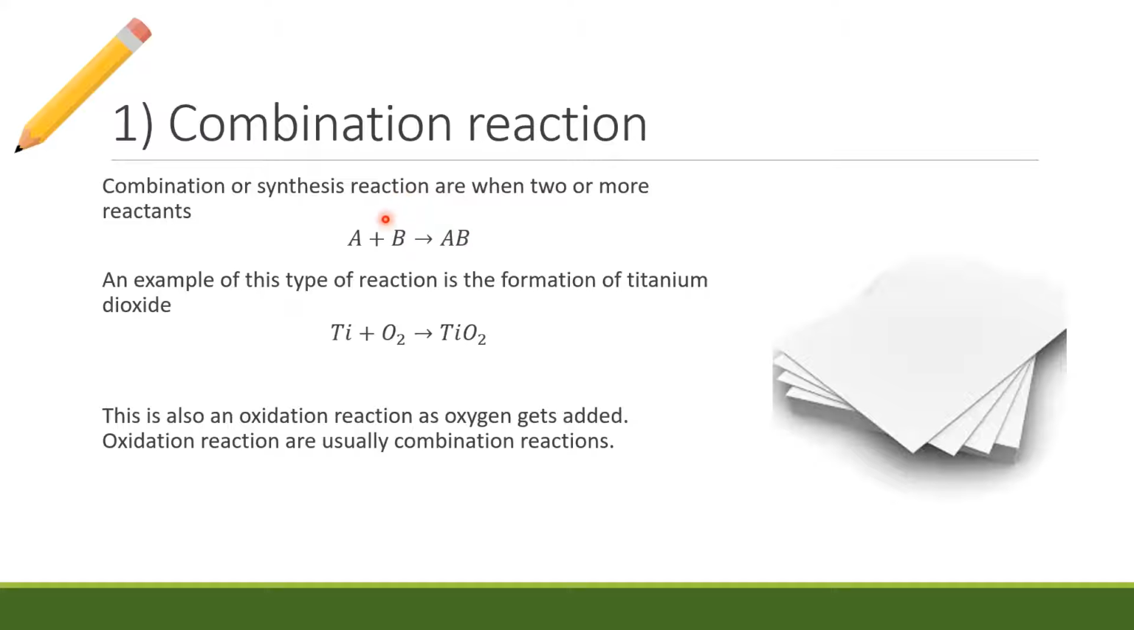There are fewer products than there are reactants. There are more reactants than products. We lose reactants. We don't lose them, we just don't have as many. It's called synthesis because you're making something new, you're synthesizing and producing something new.